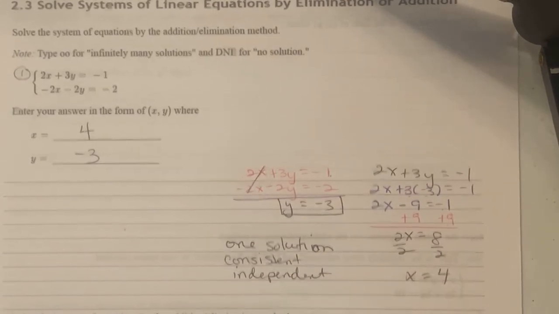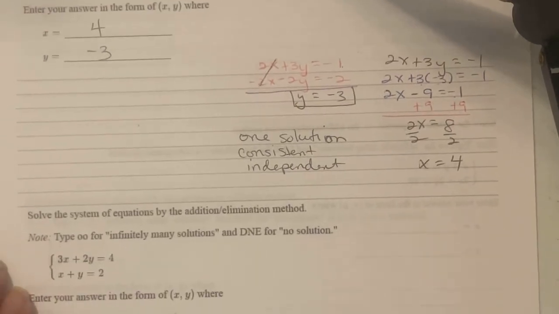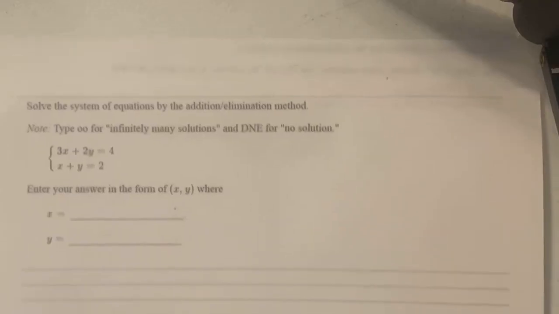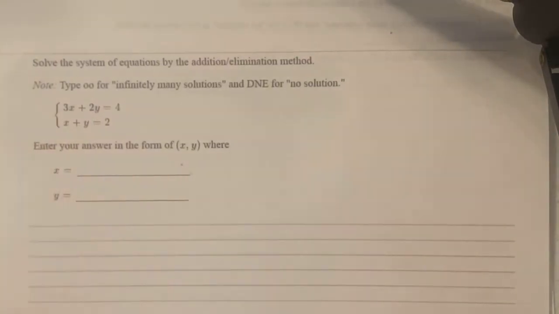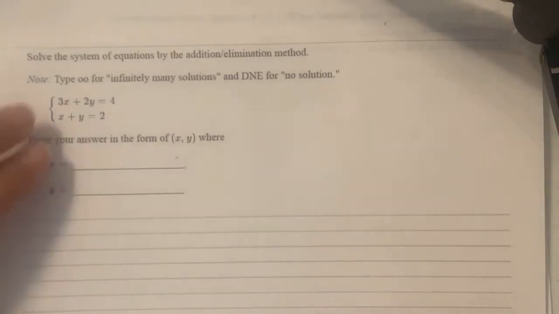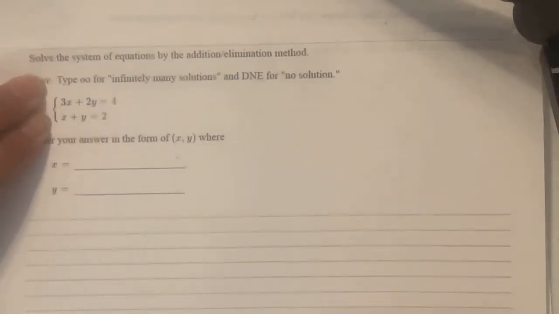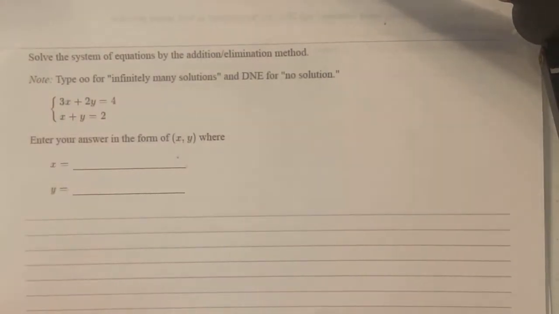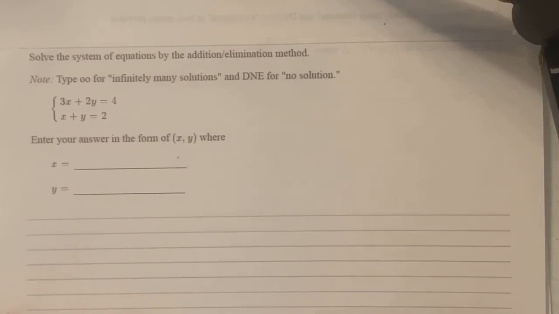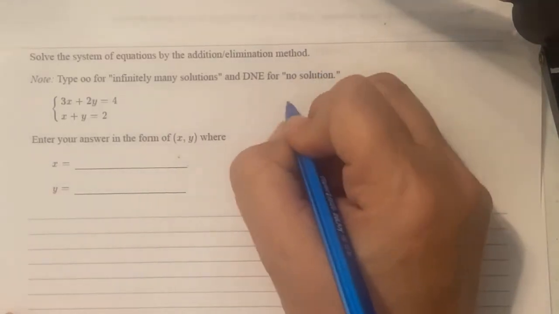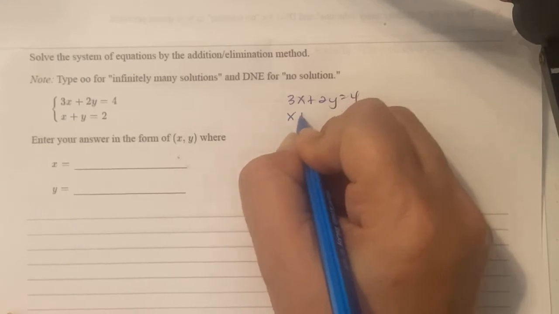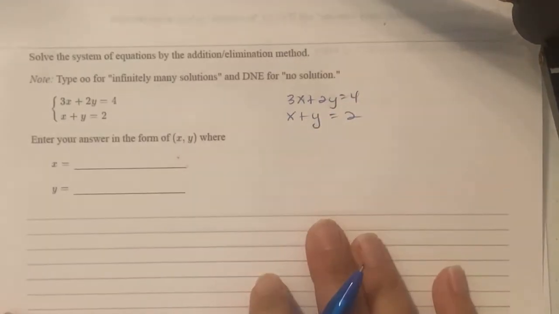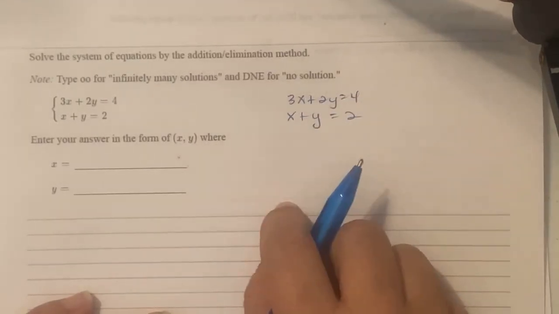We look at our next example. This one says 3x plus 2y equal to 4 and x plus y equal to 2. First thing I notice is that the x's are both positive, the y's are both positive. They don't have opposite signs and they don't match, so we need to get rid of one. So in the elimination method, you take your 2 equations and you decide on which one you want to get rid of. It does not matter which one you want.